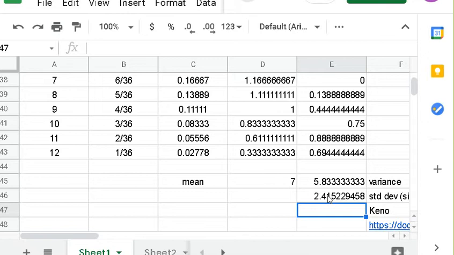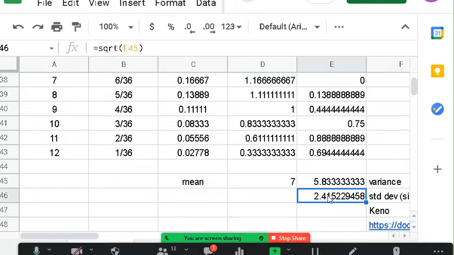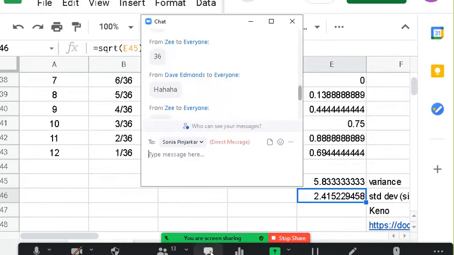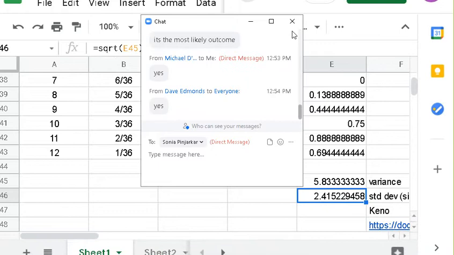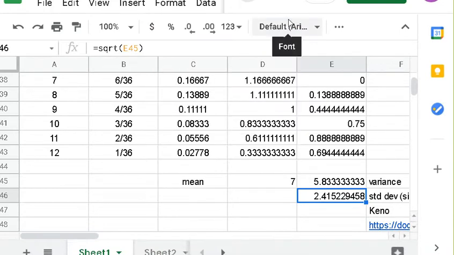Is everyone able to get that value there? Wait, how did you do that? Let me highlight that formula. It's right up here. Square root of the above cell. Good? All right. Thank you, Dave. Thank you, Michael.